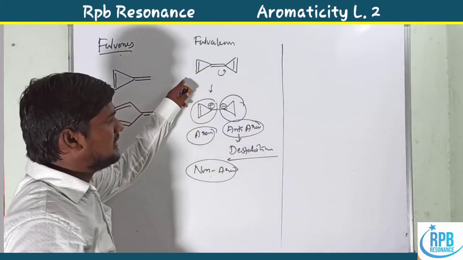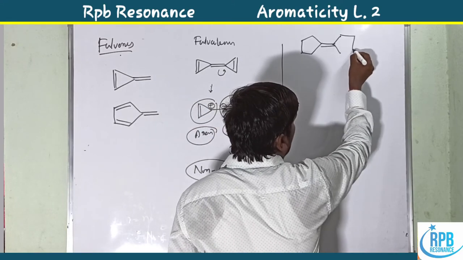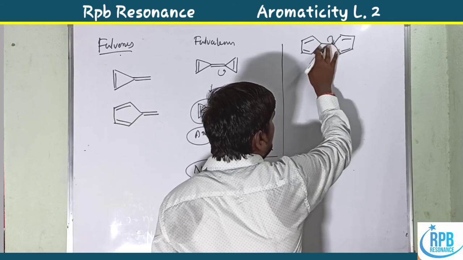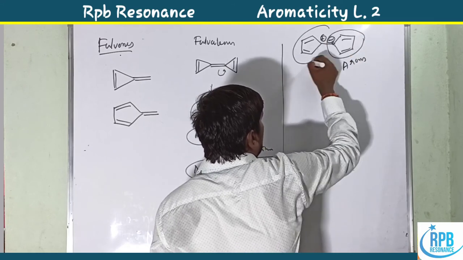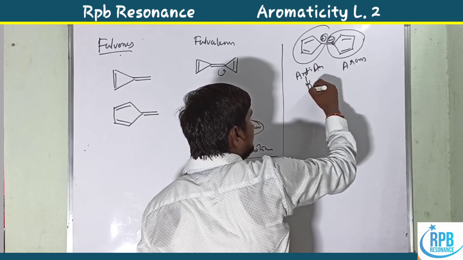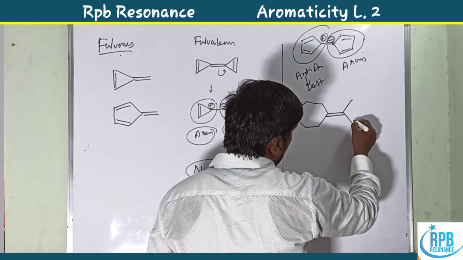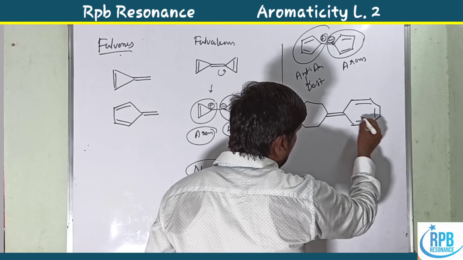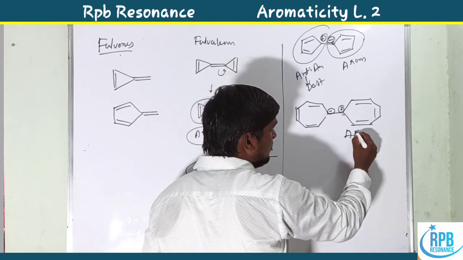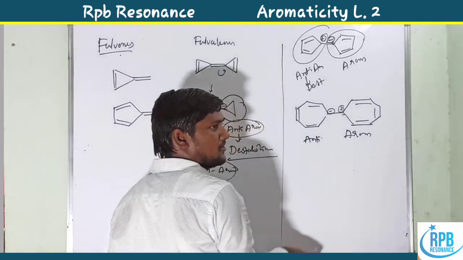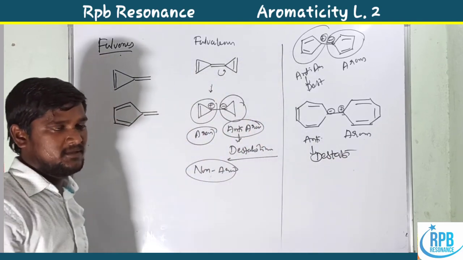Now let's move on to the different kinds of fulvalenes. Here it is pentafulvalene. This is the ionization form: here the negative charge, here the positive charge. The 5-membered ring with negative charge is aromatic, and the 5-membered ring with positive charge is anti-aromatic. Due to the anti-aromaticity, it destabilizes the molecule. Similarly, the 7-membered rings are the same: in the ionization form, positive is aromatic and negative is anti-aromatic. The anti-aromatic system destabilizes the molecule, affecting the stability of aromaticity.